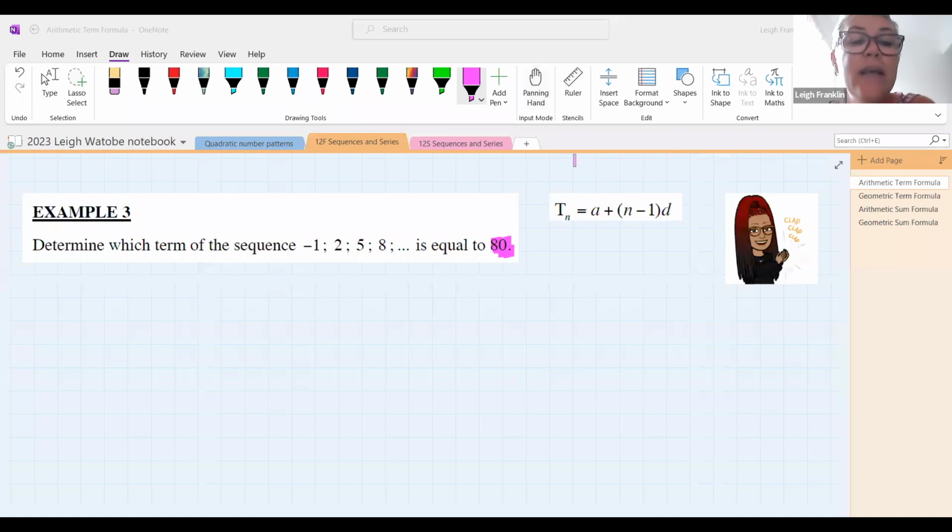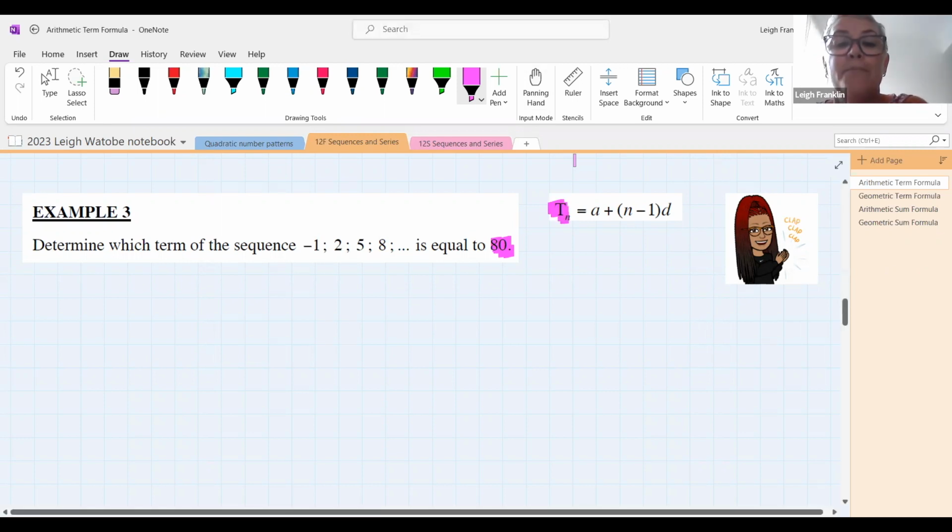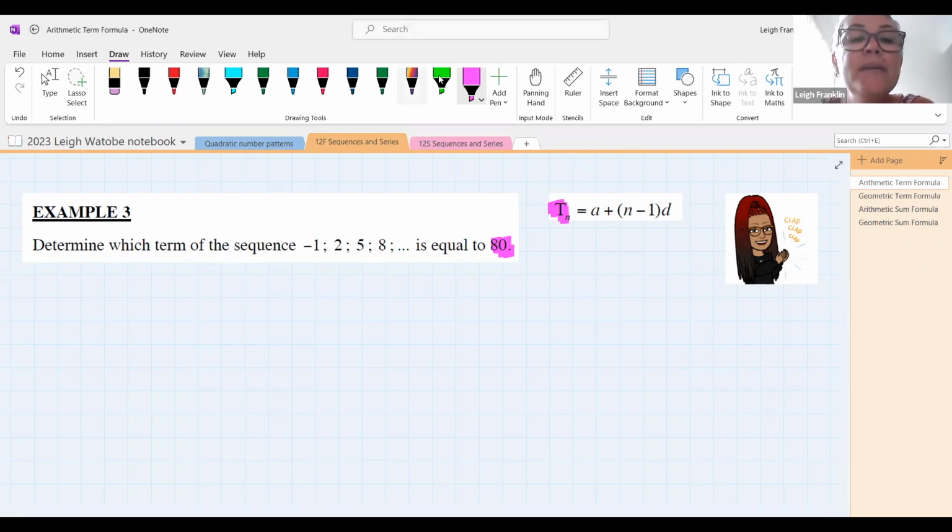That's a very common mistake. They're not saying to you, calculate the 80th term of the pattern. They're saying to you, which term of the sequence has a value of 80. So they are implying that the Tn is 80. When they say to you, which term, they are asking you to calculate n. The other bit of information that we need is a, the first term of our pattern.